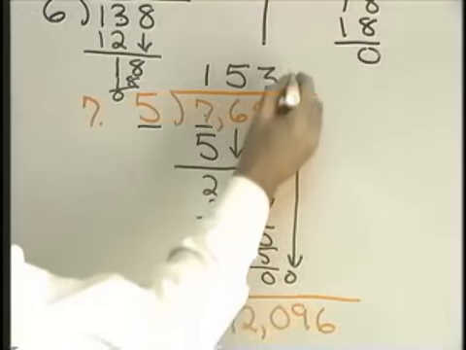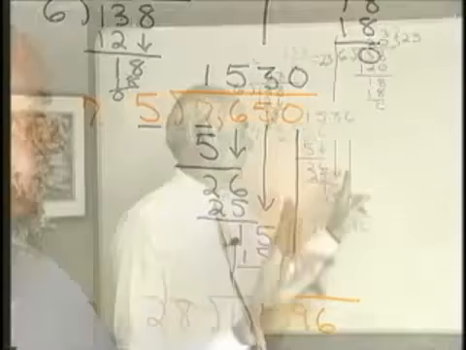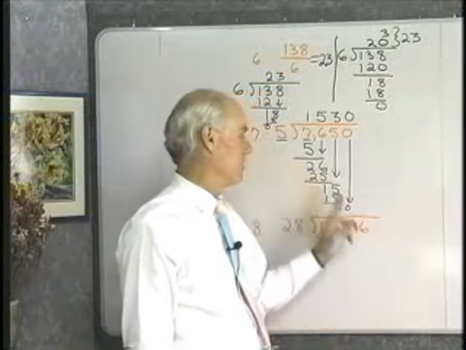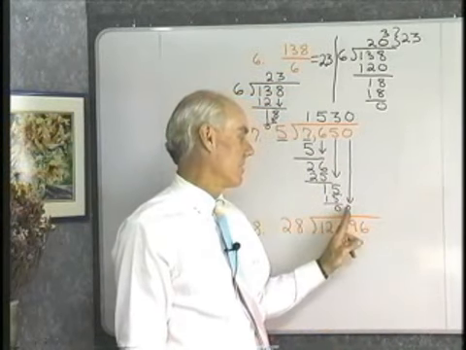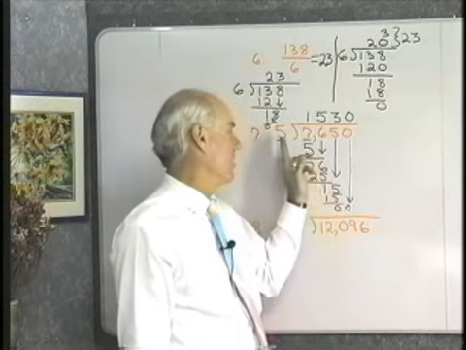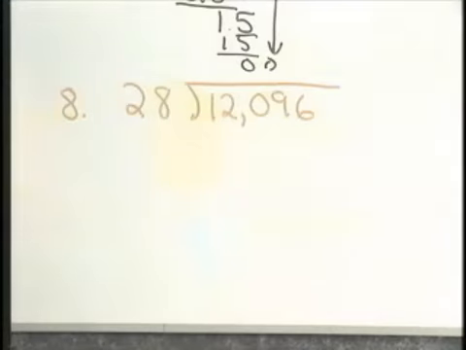5 divides into 0 0 times. So it's important that I put that last 0 up there. Every time I bring one of these numbers down like this, I need to do another division each time. Even if what I brought down is 0, and so the number right here is 0, 5 divides into 0 0 times. Let's look at our last problem.